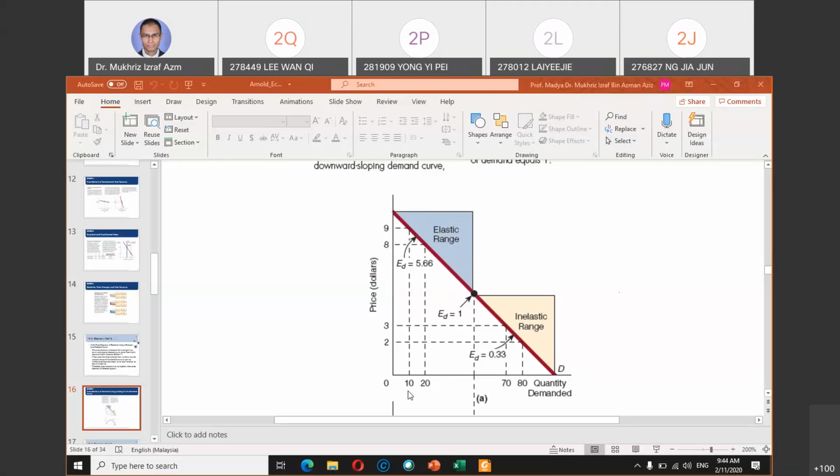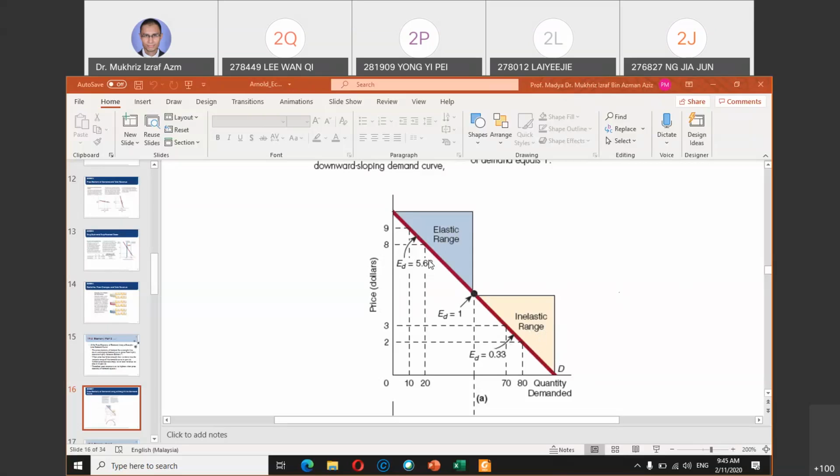for example, the scale of your quantity here increases by 10 units, 10, 20, 30, 40, until 80 here. And the scale of the price is 1, 2, 3, so it increases by 1 unit. When you calculate mathematically, the range on the left side, or on the top, is what we call the elastic range, where demand is elastic. Somewhere in the middle is where you get elasticity equal to 1, or unit elastic. But the lower part of your demand curve, when you calculate the elasticity of demand, the value will be smaller, the inelastic range. So it is more than 1, equal to 1, and less than 1.